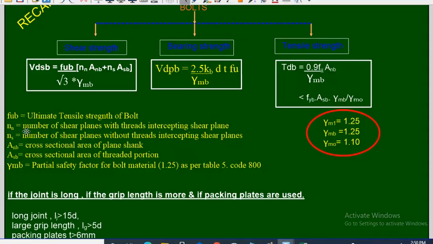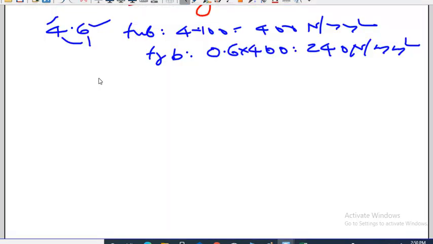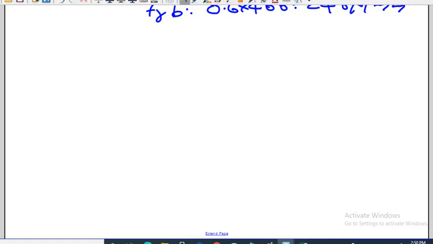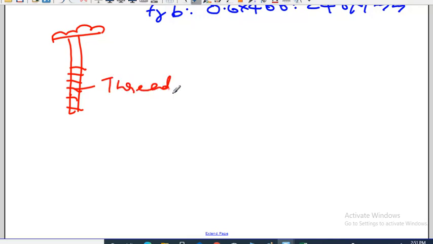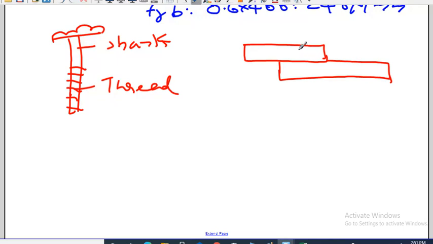You can see here FUB, and NN is the number of shear planes with threads intercepting the shear planes, and NS is the number of shear planes without threads intercepting the shear planes. I have discussed it previously. So this is our bolt. The bolt looks like this, and this is the head of the bolt. You will have a thread like this. This is called the thread, and this portion is called the shank, S-H-A-N-K. Let us say this is one plate and this is another plate, joined using a bolt like this.